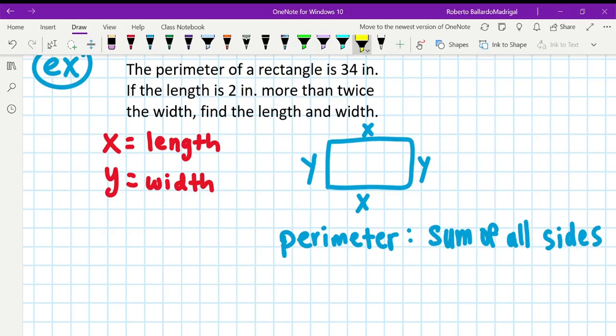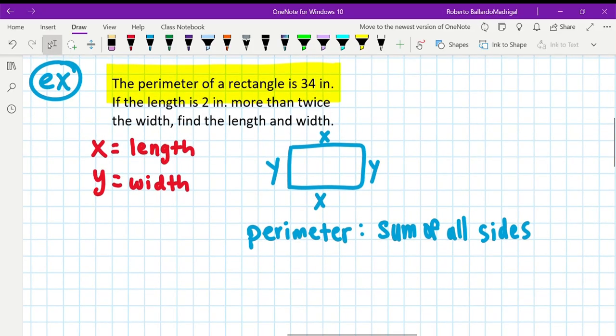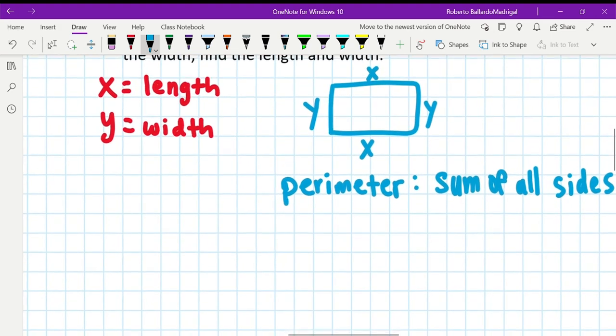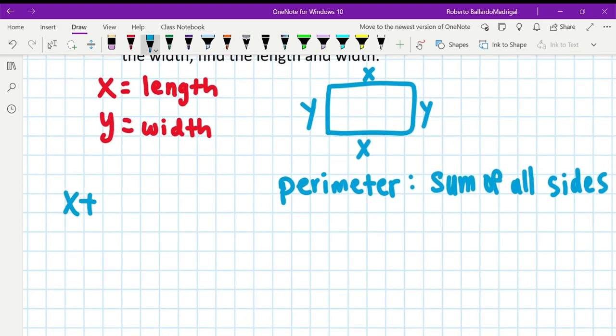All right, so we can go ahead and start making our first equation. We're told the perimeter of the rectangle is 34 inches. So when we add all the sides together, we get 34. If we're adding everything together, then we have x plus x plus y plus y, and all of this is equal to 34.